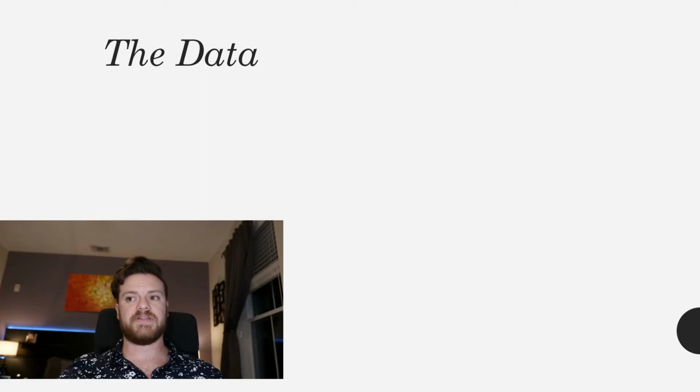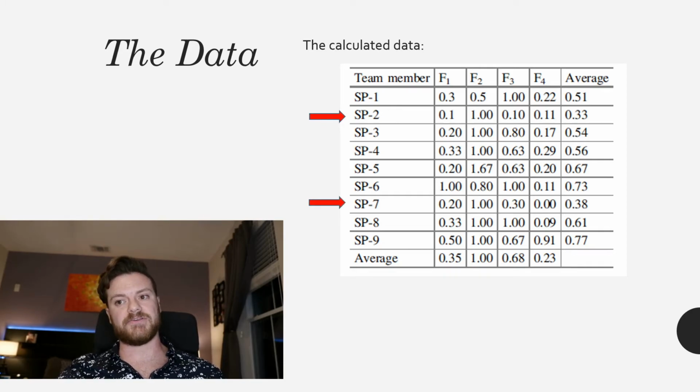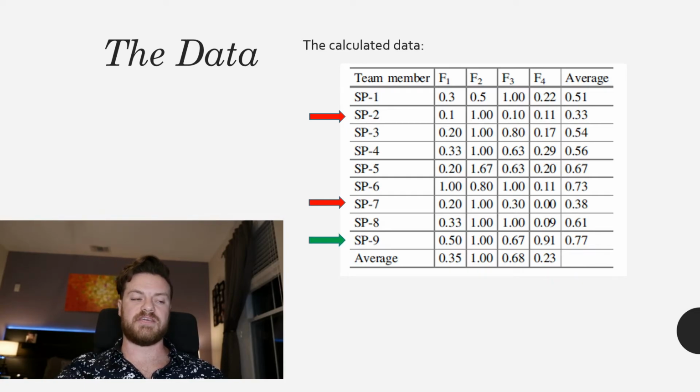Here is the calculated data made from the survey responses and normalized using the previous mathematical equations. Give you a second to look at it. From here, you can see that teams SP2 and SP7 had much lower overall performance, with most of their values significantly below average. Average is at the bottom, you see it. And overall, team SP9 was the best performer.